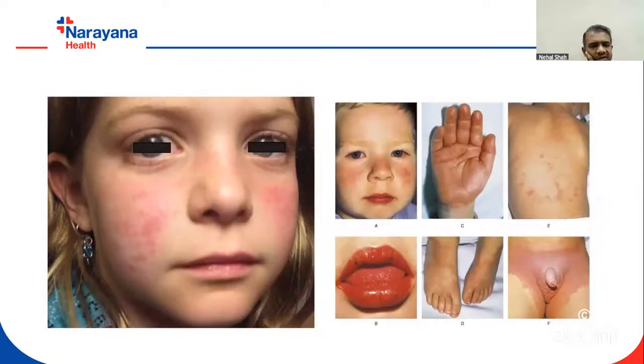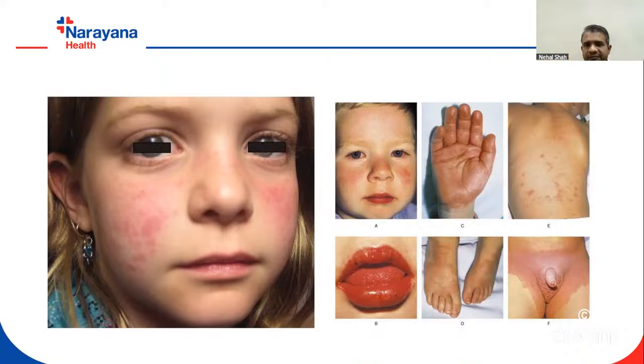Then again on the right hand side, it's an adolescent girl. This is not a slapped cheek appearance. This is a malar rash of lupus. You can see it's typical on the bridge of the nose involving the cheeks, the so-called butterfly rash.